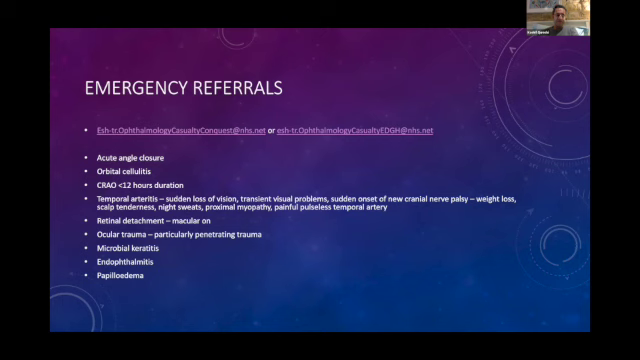I would stick to what I've said before in terms of writing a referral that's clear, concise. It contains all the salient information, and preferably as many bullet points as possible to illustrate what you're concerned about.